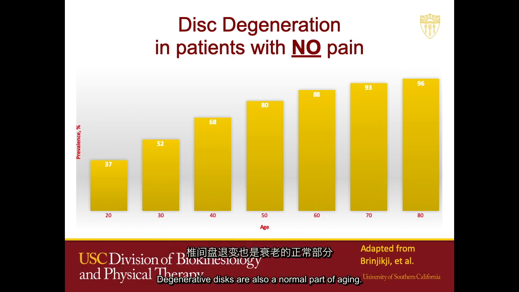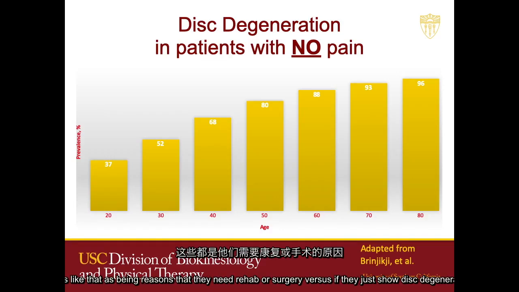Degenerative discs are also a normal part of aging. So again, we're looking more at their symptom presentation, myotomal, dermatomal weaknesses, things like that, as being reasons that they need rehab or surgery, versus if they just show disc degeneration on an MRI.